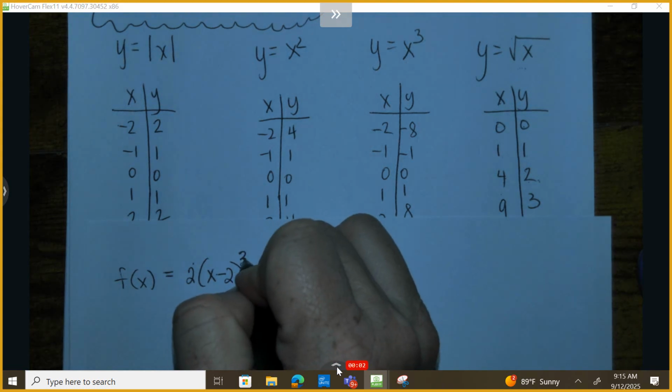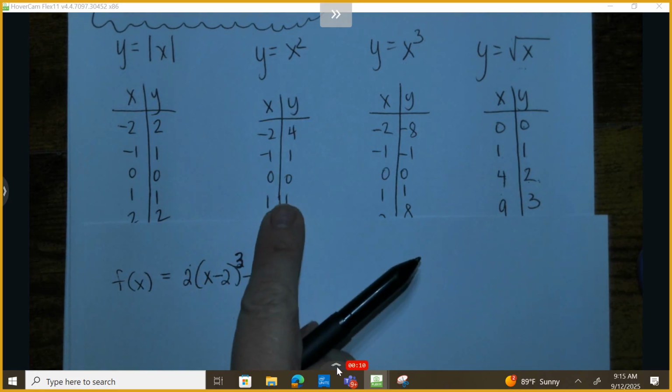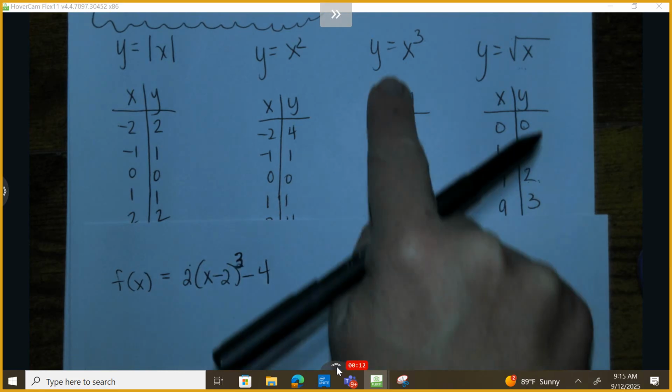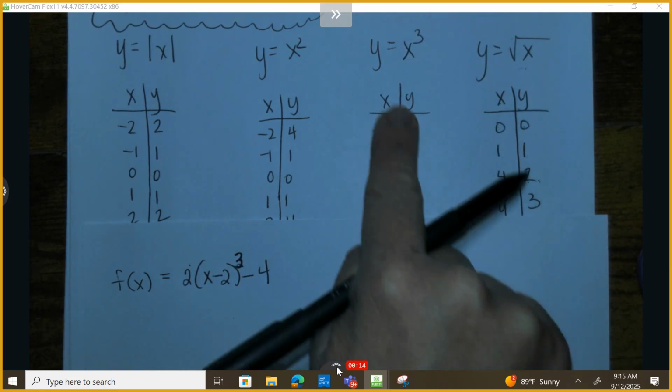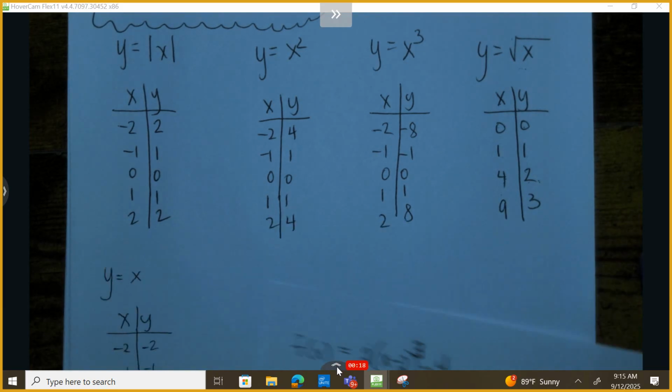I'm going to change this and make this into a cube. We just got done in the last video doing a square. What if I change that to a cube? Well, if it's a square, I refer to this parent function. If this is cubic, then I refer to this set of data, okay? So the first thing you're going to do is identify what type of parent function we are working with.